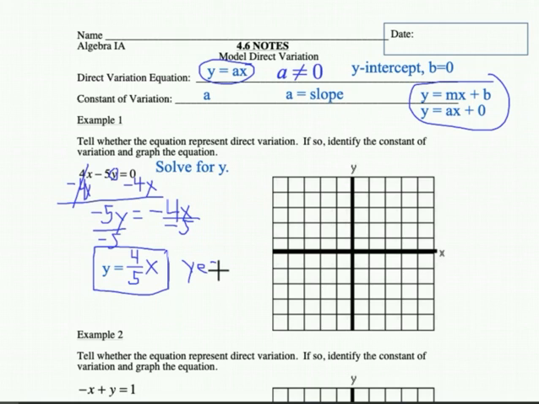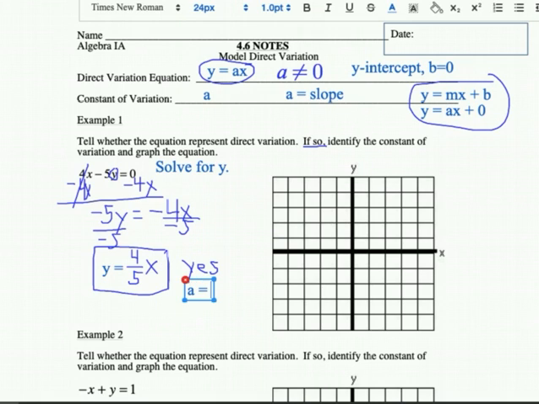And it says here to finish the question, if it is, identify the constant of variation. Well, the constant of variation here is my number a that's being multiplied by x, so that is 4/5.